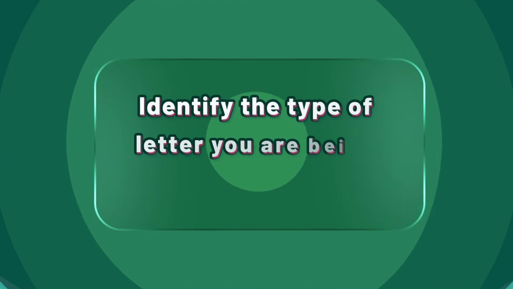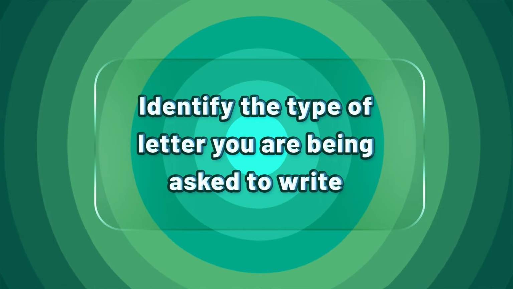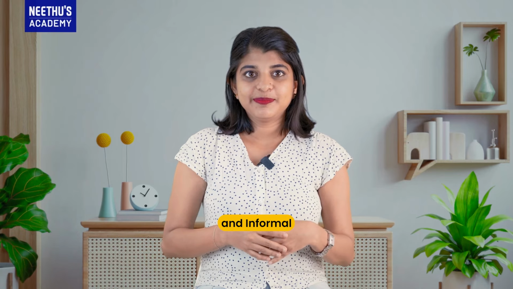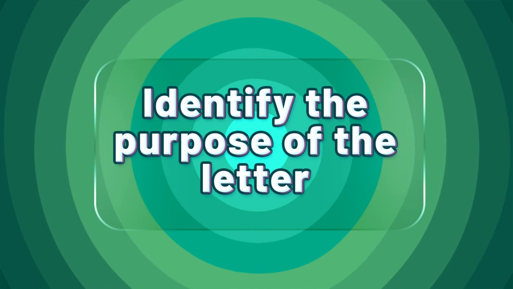Today we are discussing tips for the IELTS General Writing Test Task 1. Firstly, identify the type of letter you are being asked to write: formal, semi-formal and informal. Next, identify the purpose of the letter.